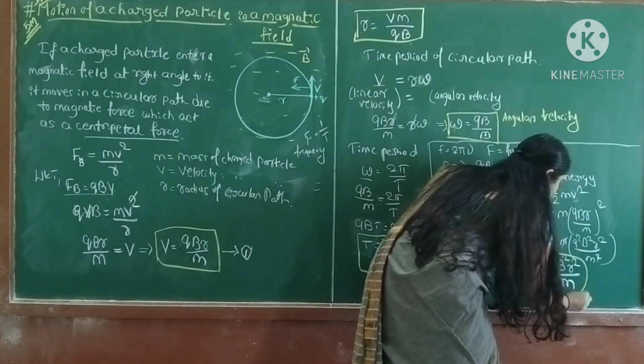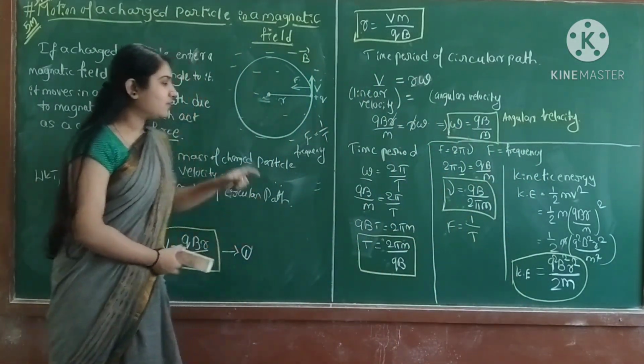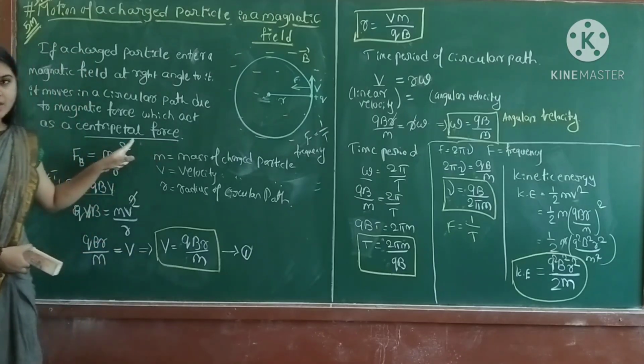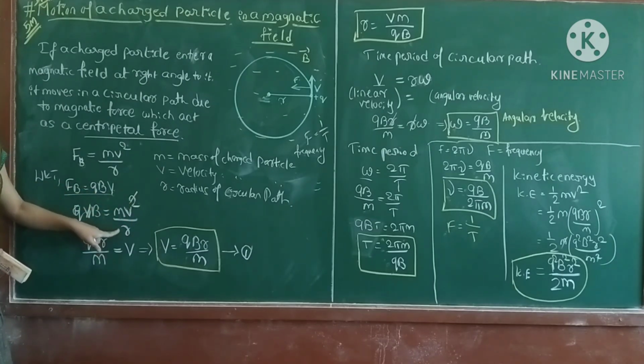Now this is also one important equation. First we took the centripetal force, and the Lorentz force in the magnetic field, whose value is QBV. That equals mv square by r, the centripetal force. Put the value here: QBV is equal to mv square by r. So B and V get cancelled, and the velocity comes out as QBR divided by M.